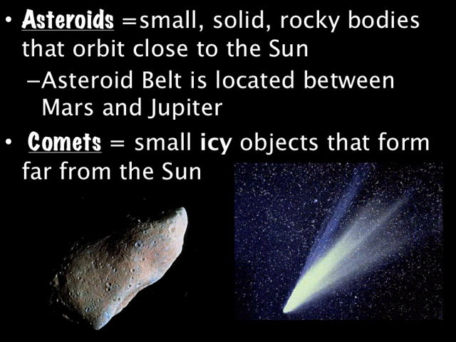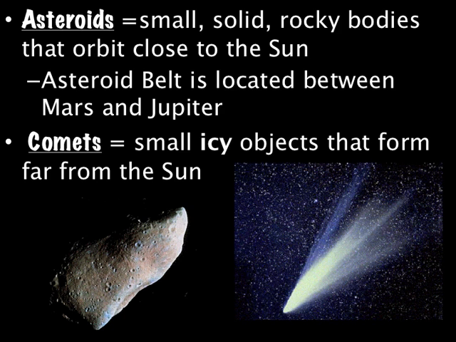Asteroids. Asteroids are small, solid, rocky bodies that orbit close to the Sun. An asteroid belt is located between Mars and Jupiter. Just like on the first slide I showed you, there's an asteroid belt that has all those little asteroids, and they separate the Jovian planets, which are the gas giants, and the terrestrial planets. If you look on the bottom, there's a picture of an asteroid with all the little craters in it.